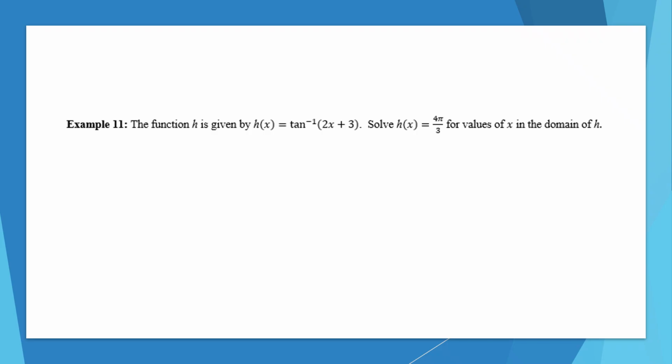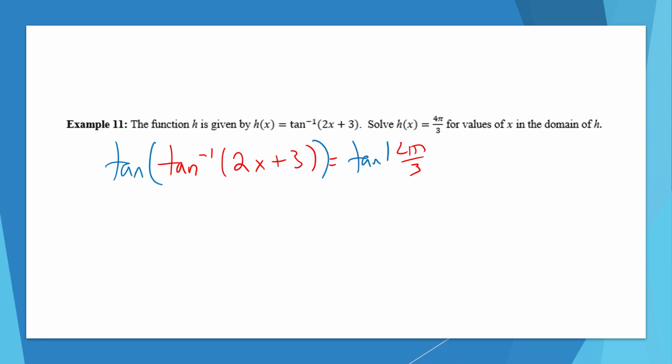All right, number 11, let's try this one. Here we have inverse tan, so that's another way to write inverse tan, of 2x plus 3 equals 4 pi over 3. And then here I'm going to take tangent of both sides to cancel out that inverse tan there. Both sides are neutralized on the left side, so we have 2x plus 3 equals tangent of 4 pi over 3.